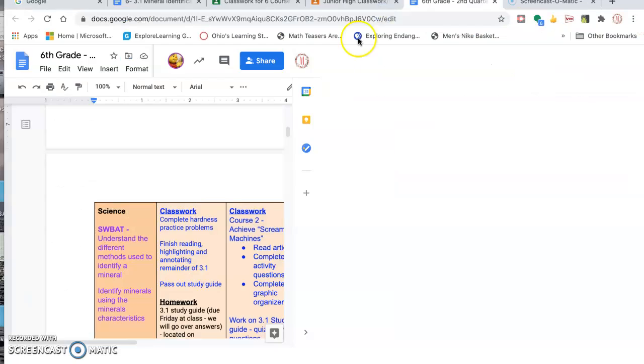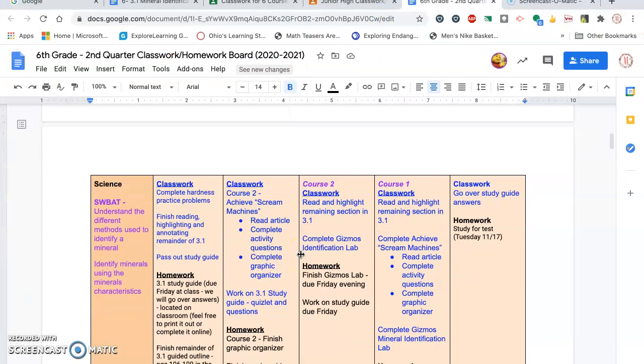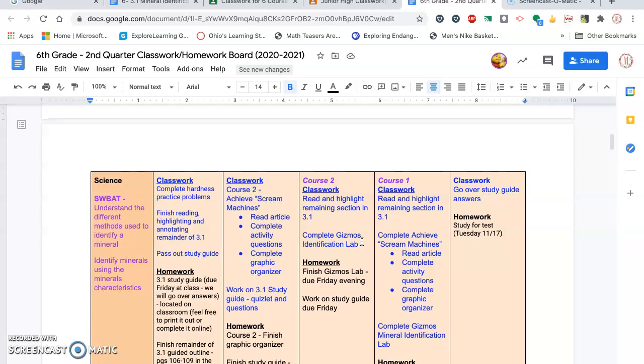So, in terms of what we're doing today, if we look at our Wednesday classwork homework board, we are going to highlight the remaining section in 3.1, which is pretty quick. Then, like I said, you're going to complete the Gizmo identification lab, and I'm going to walk you through one activity of that so that you're comfortable with it. And then if you finish all of that up before the end of class, you can work on your study guide, which again, remember, is due on Friday.